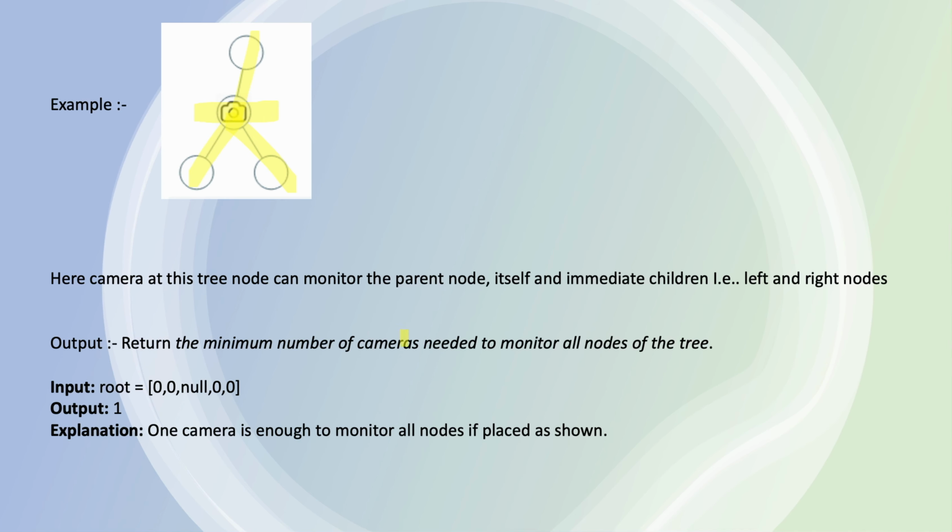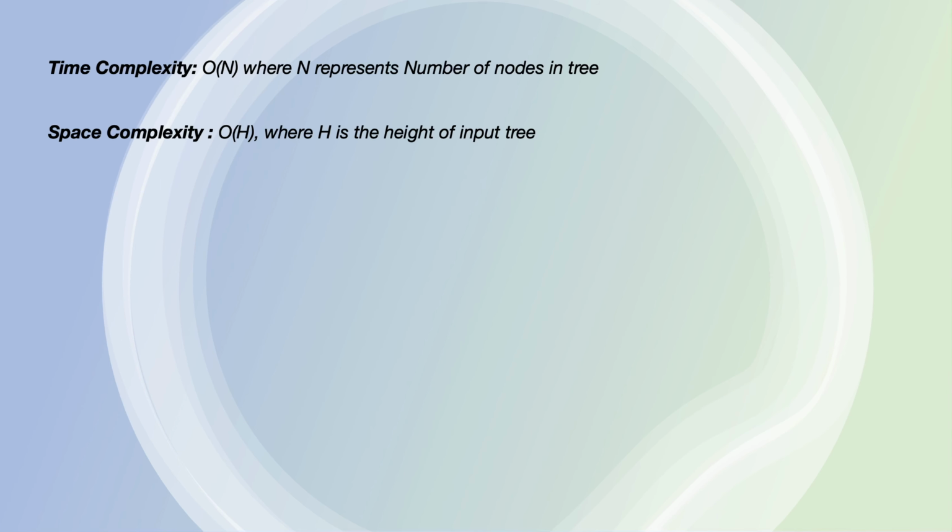We have to return the minimum number of cameras needed to monitor all nodes of the tree. So let's quickly move to the solution part. In this problem, we are using DFS and time complexity of this approach is linear, that is O(n), where n represents number of nodes in a tree, and space complexity of this approach is O(h), where h is the height of input tree.